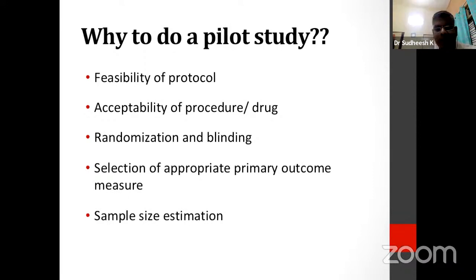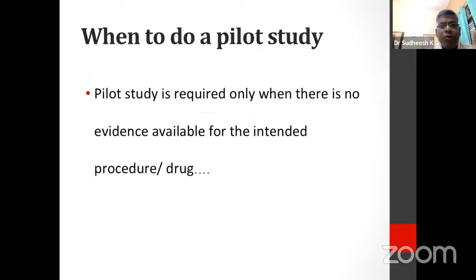Sometimes you would have selected something else as an outcome measure, and once you do a pilot study, you might find something else can be used as a primary outcome measure. So for selection of an appropriate outcome measure, and also for calculation of sample size, you require a pilot study. But when do you do a pilot study? You do a pilot study only when there is no evidence available for the intended drug or procedure.